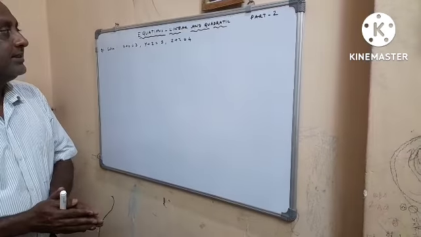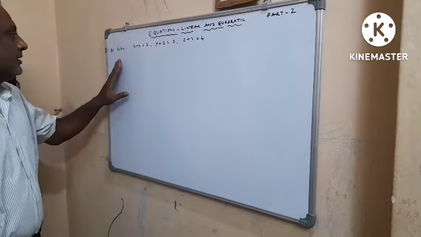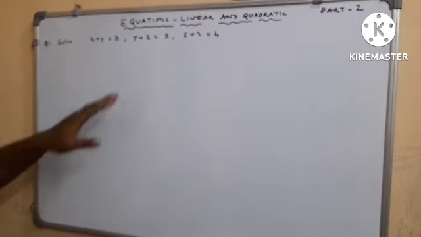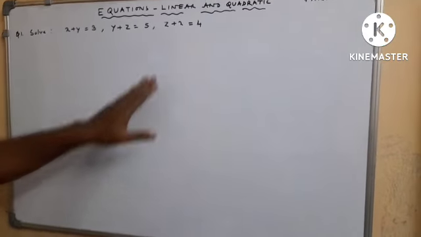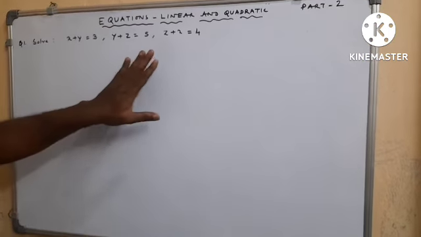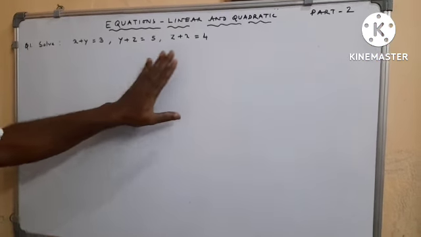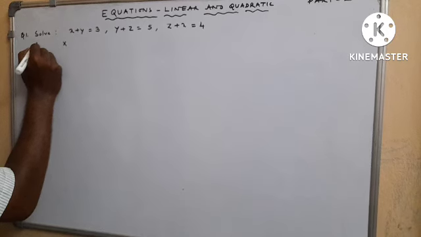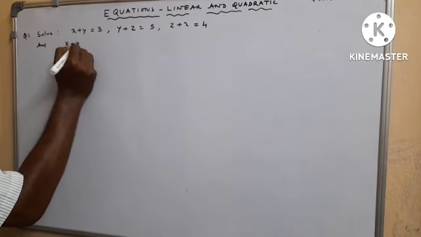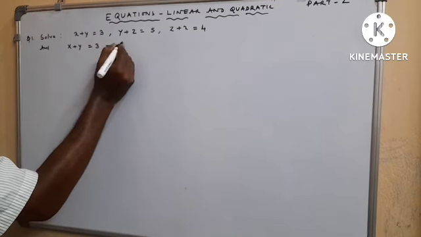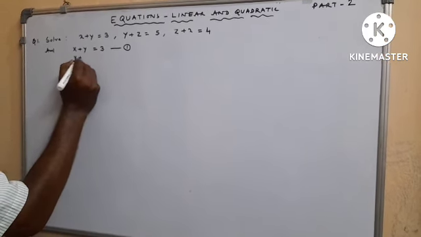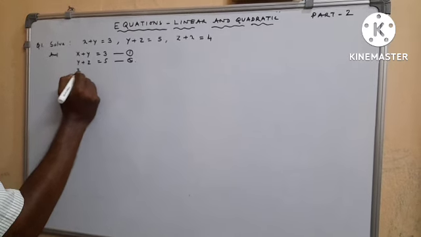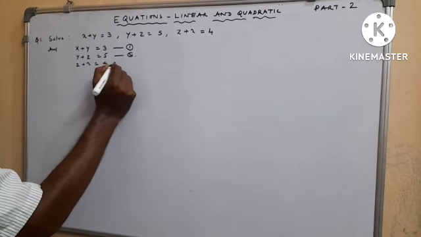Today again, equations, linear and quadratic, part 2. One problem has been given: x plus y equals 3, y plus z equals 5, z plus x equals 4. We have to find out the values of x, y and z. So first, what has been given? x plus y equals 3, this is my first equation. Second equation, y plus z equals 5. Third equation, z plus x equals 4. This is my third equation.